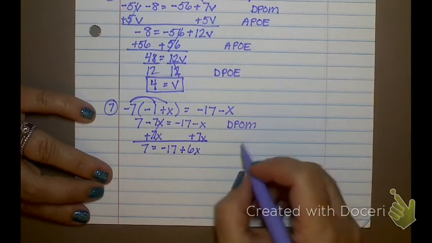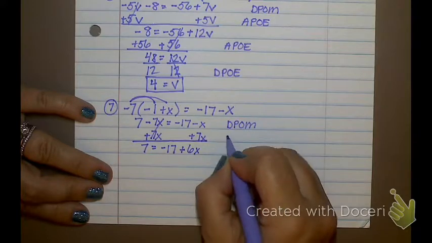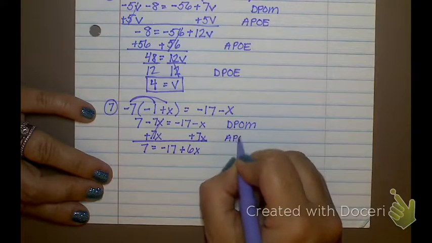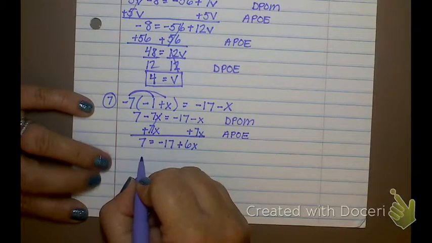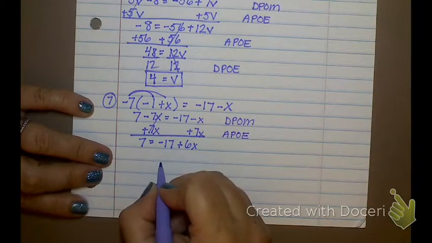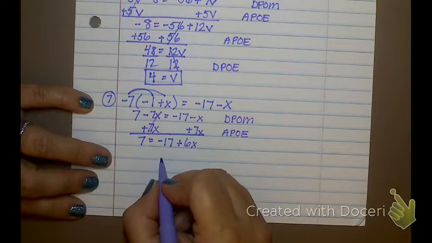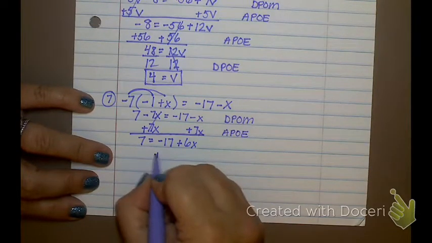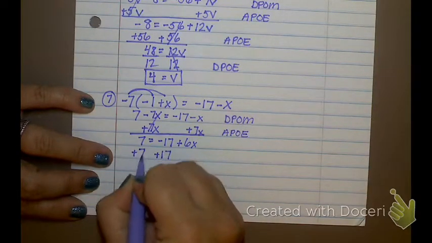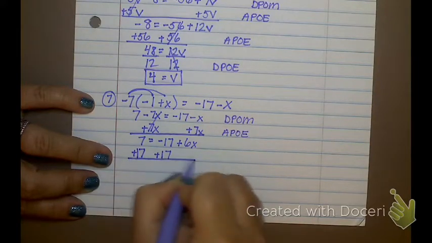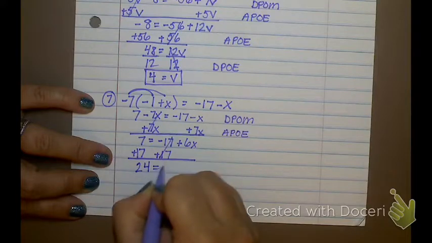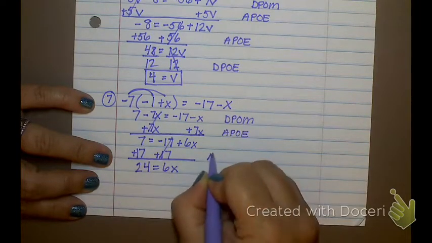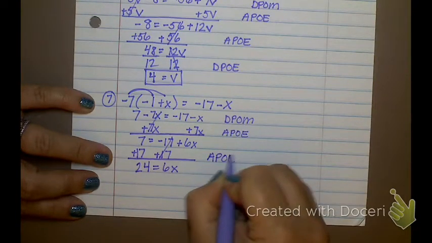Okay. 6x, and that was using what? My addition property of equality. Yeah? Now what? Got to get x by itself, so what's my next step? Add 17. Oops. What is 7 plus 17? 24 equals 6x. That was also my addition property of equality.